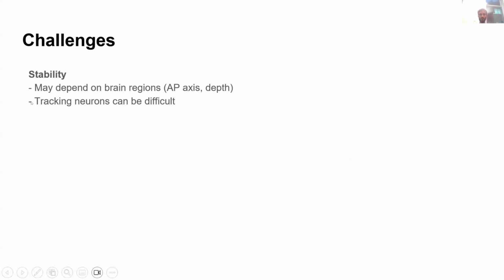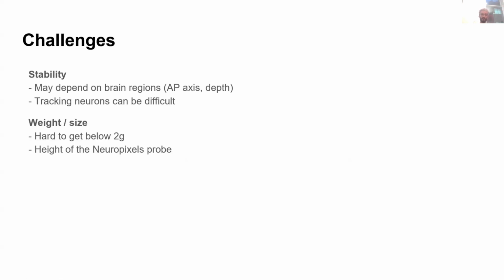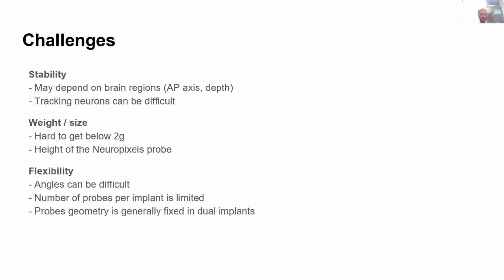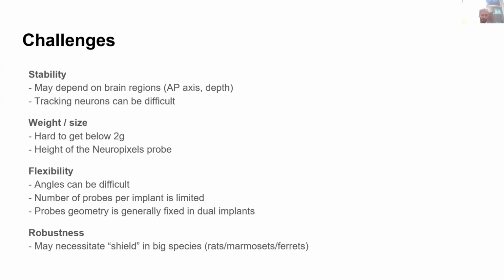Tracking the exact same neurons can also turn out to be difficult, even though you keep a good population of neurons overall. The weight and size: it's very hard to get below 2 grams, although I do believe that the fact that the probes are becoming smaller and smaller is going to help. And also the flexibility, that's something that is really going to constrain which implant you want to look for. All right, and finally the robustness, but that depends a lot on the species you use.